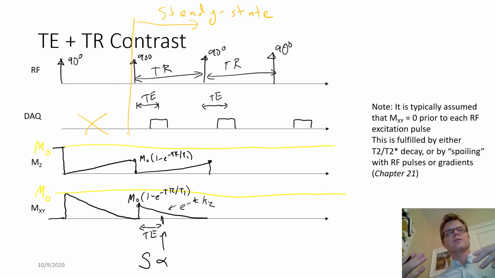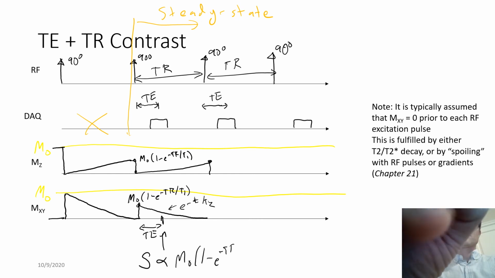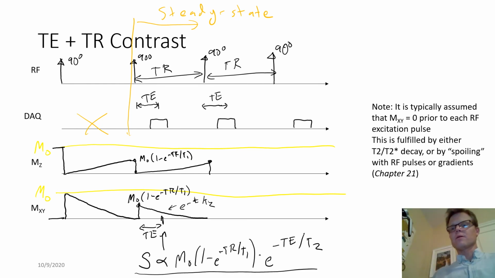So we're going to combine the expressions that were on the previous slides for TE and TR contrast. It's going to be first whatever the initial weighting was of the transverse magnetization due to the partial saturation of the Z component, times the effect of some echo time delay between the RF pulse and the data acquisition. So this is now a signal equation combining both TE and TR that applies for this type of pulse sequence. We're doing these repeated 90-degree RF pulses.